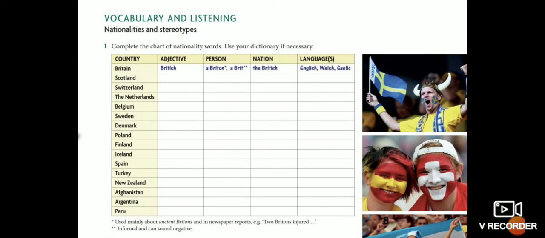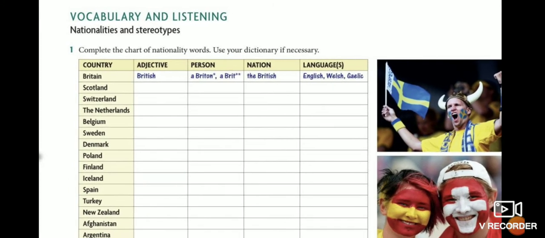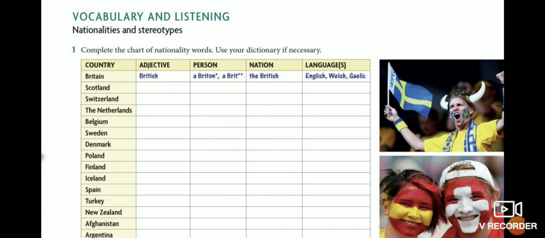Let's continue our lesson. Now look at your book on page 47, okay? 47. Nationalities and stereotypes. 1. Complete the chart of nationality words. Use your dictionary if necessary.